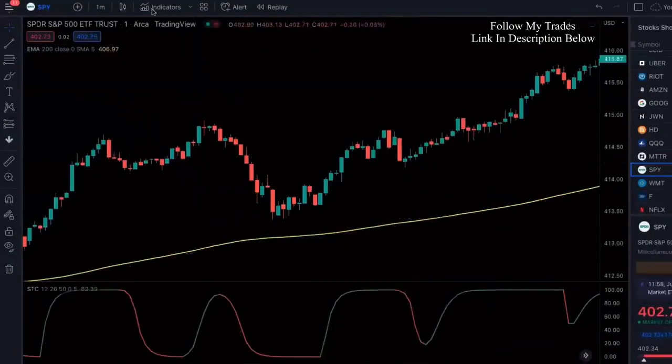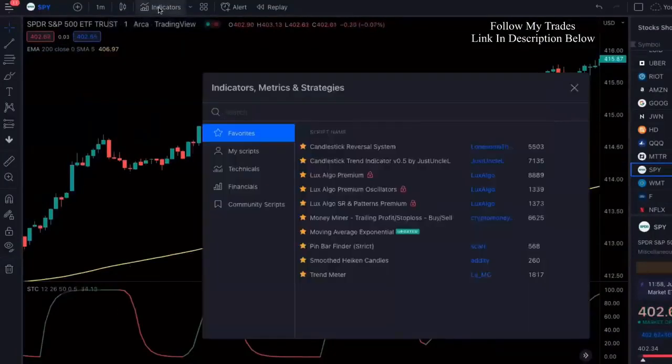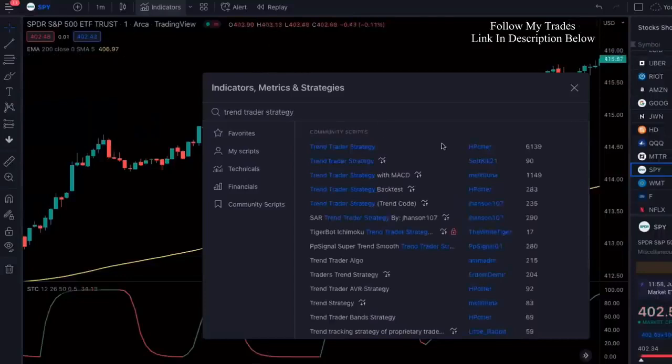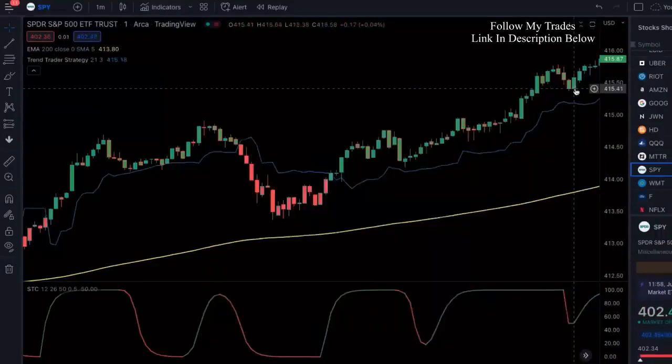down. The last indicator that we're going to add to this is called the trend trader strategy. Trend trader strategy by H. Potter. All right, this is the one that we're gonna add. Guess what? Your charts are ready to go.